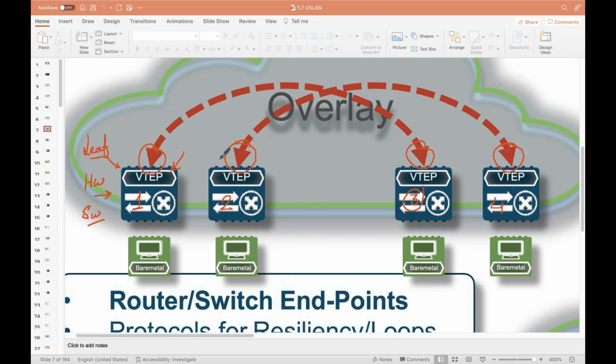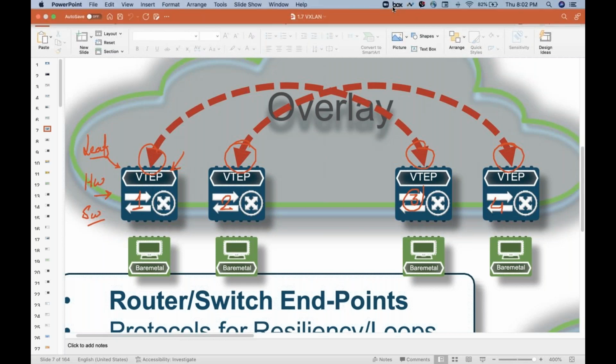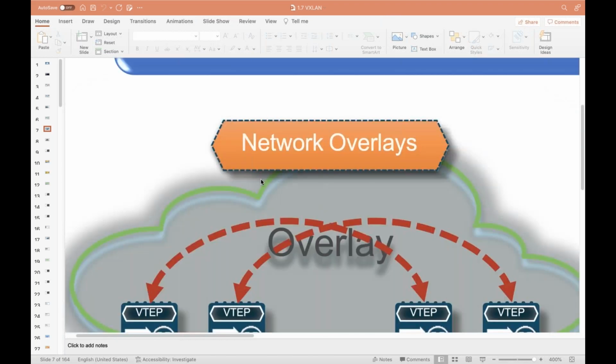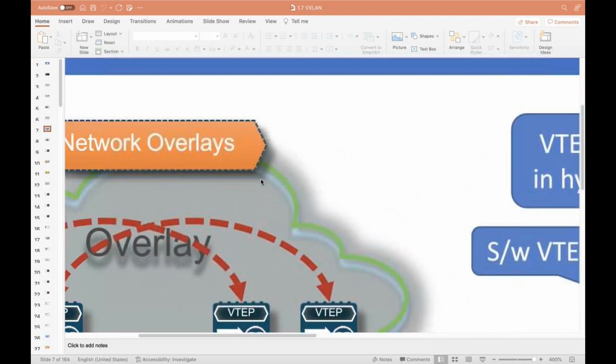When we create our overlay using our hardware leaf switches, then we call it, very simple, as, I'm sorry, I have to clear it, network overlay. Okay, simple. This is what we are going to do.